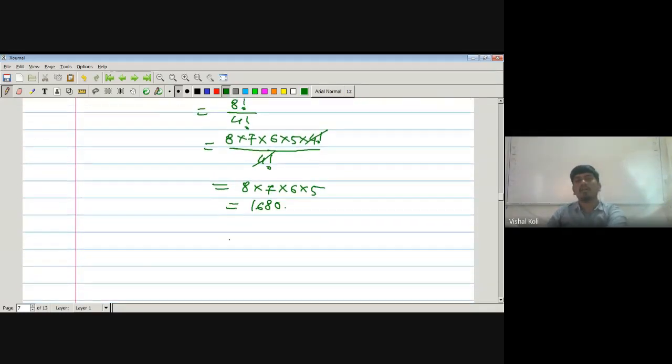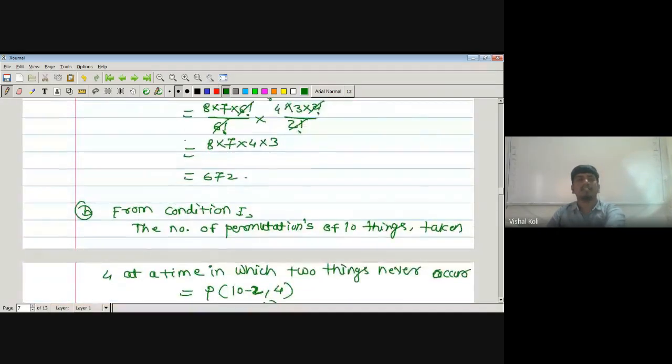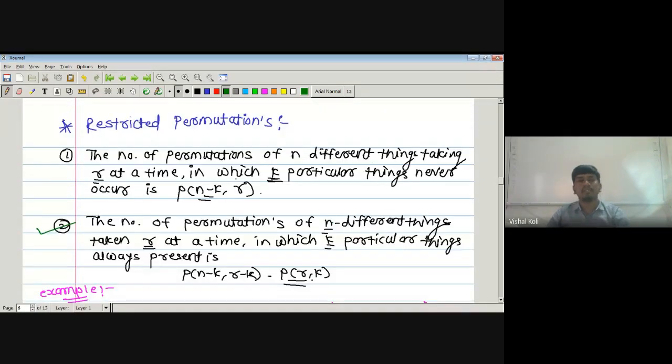In this way we can solve the examples by using these two conditions of this type only, that is if we have given some particular n things and we have to take r at a time, and if k particular things are always present, then we have to use the condition 2, and if k particular things never present in that relation, then we have to use the condition 1.